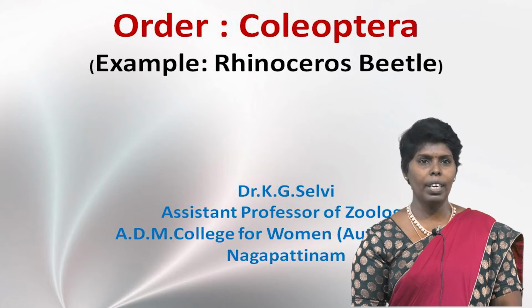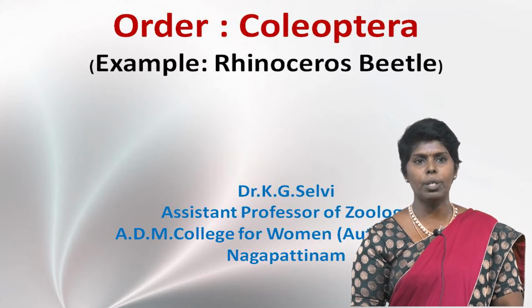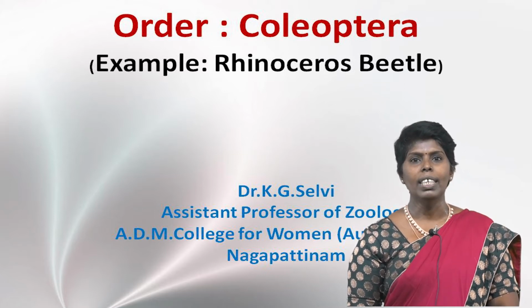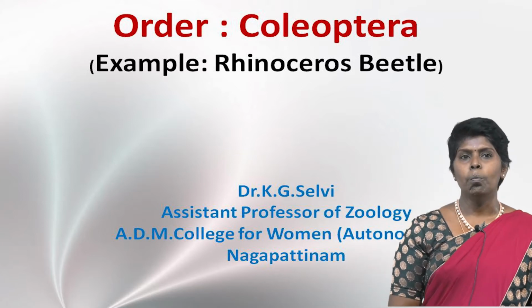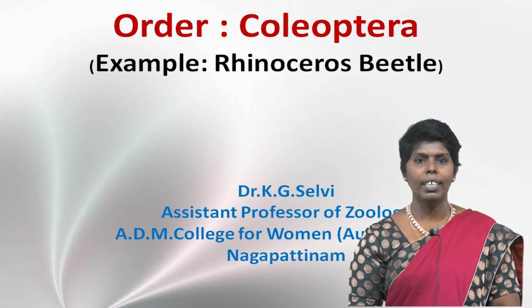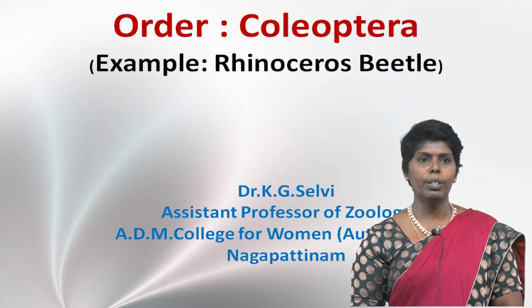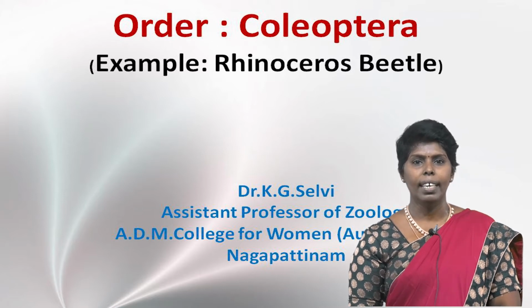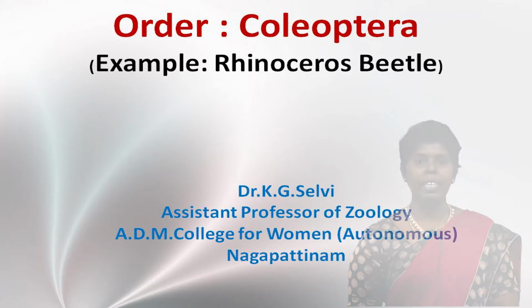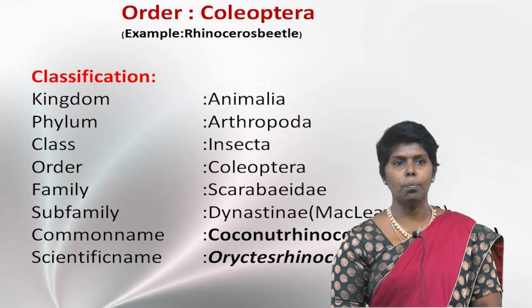Dear students, today we are going to see a brief description about the order Coleoptera. In the order Coleoptera, beetles and weevils are included. Especially today we are going to see only one example, the rhinoceros beetle. The common name is the coconut rhinoceros beetle.